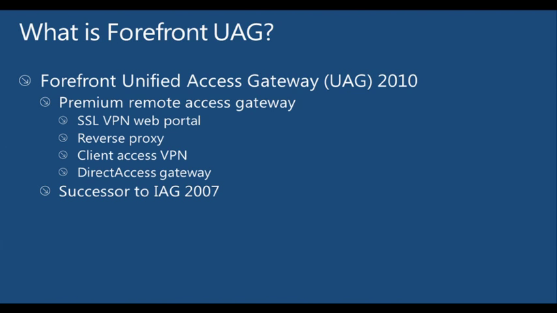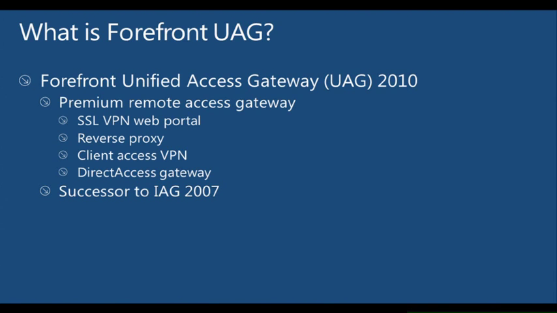In addition, it also functions as a direct access gateway. For those of you who are not familiar, direct access is an always-on remote access technology that first appeared in Windows Server 2008 R2. It was a feature of Windows Server 2008 R2. And there are some enhancements to direct access that come along with the Forefront UAG gateway. So there are some compelling reasons to deploy it in a direct access scenario, and we'll talk a little bit about those later.